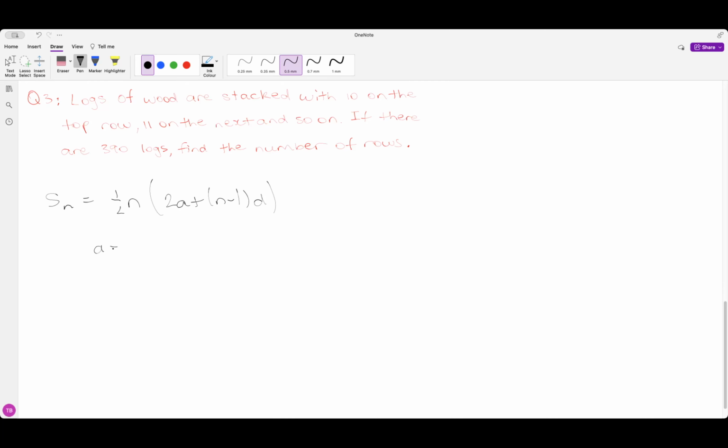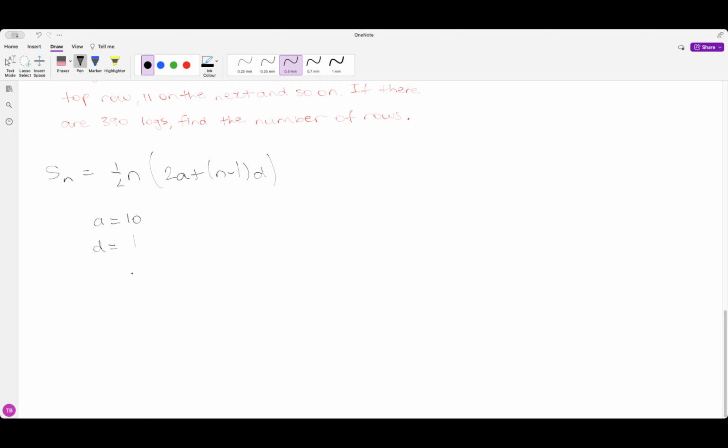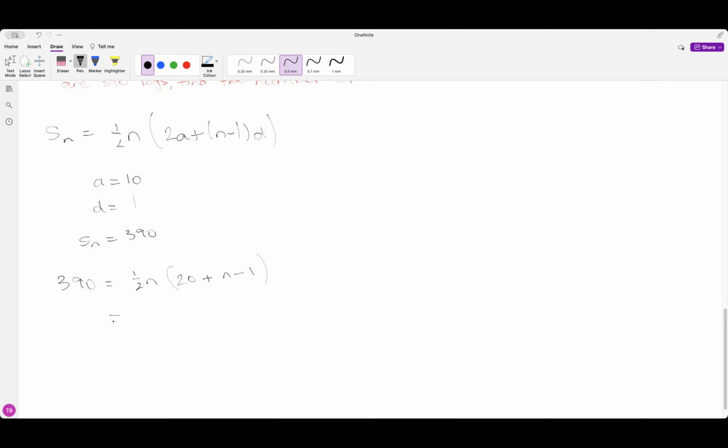So I have A, which is the amount on the first row, which is 10. I have D, which is how much each of them are changing by, which is going to be 1. And then I also actually have S of N, which is 390, the total number of logs for this N. So in this case, I need to find N, and I have everything but N, which is fine. So I have 390 equals a half N times 2A is 20, plus, again, I'll bring the D out the front, but it's just 1. So it's just plus N minus 1.